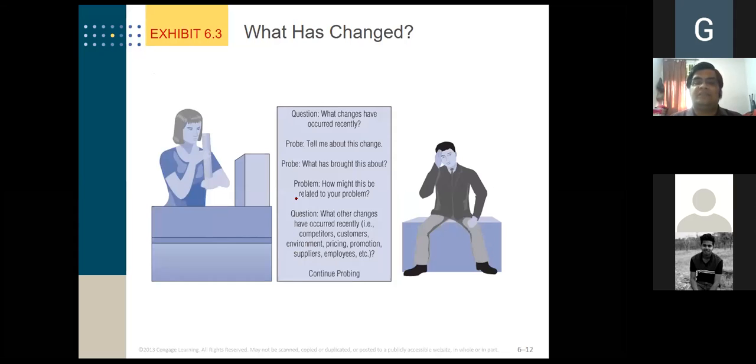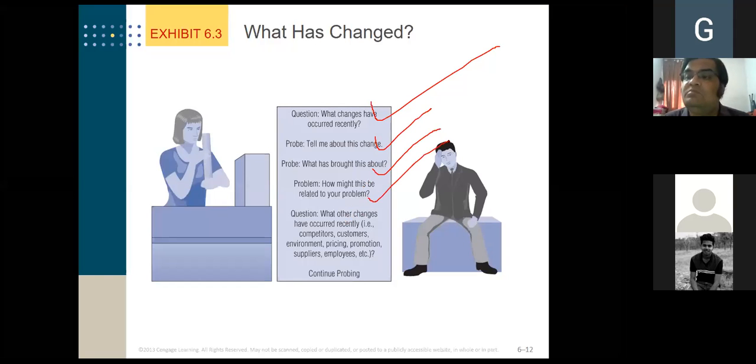So what has changed? What changes have occurred? What has brought about this change? How might this be related to our problem? Some might be related to the problem. Some might not be related to the problem. What other changes have occurred recently?